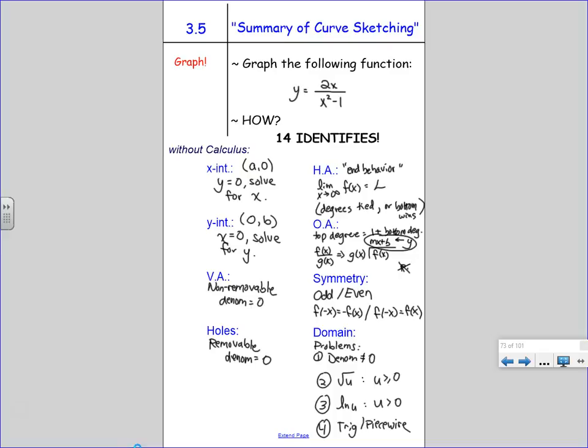Our goal is to be able to sketch them. Our means to the goal, 14 things we need to figure out. Is every graph going to have all 14? No. But we have to look for them.